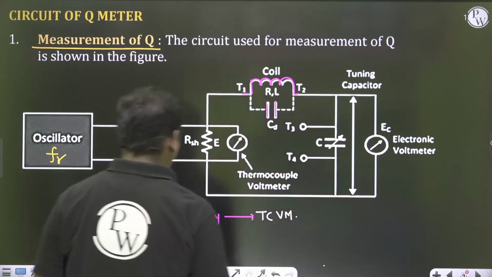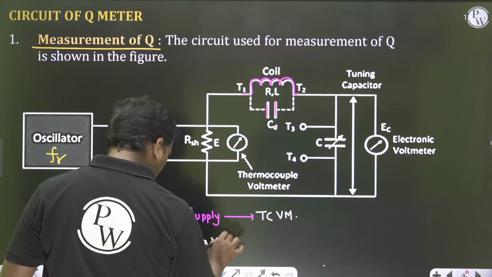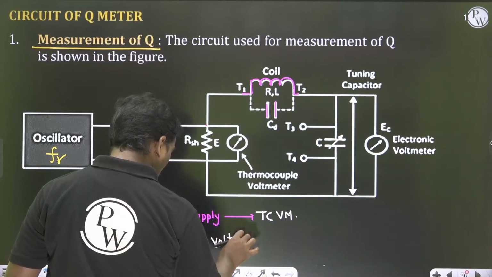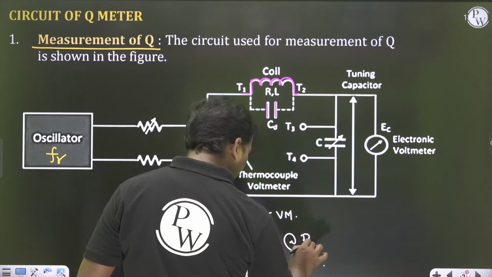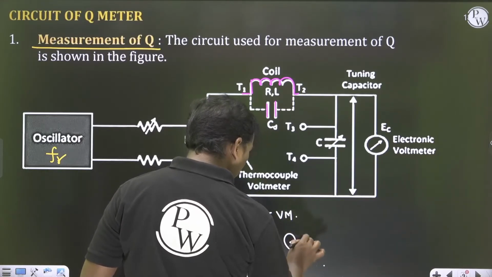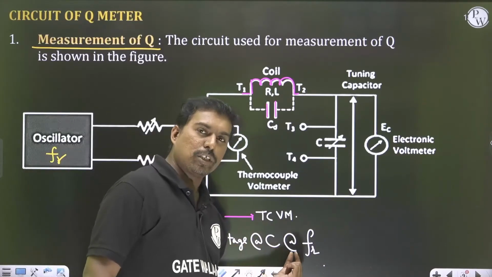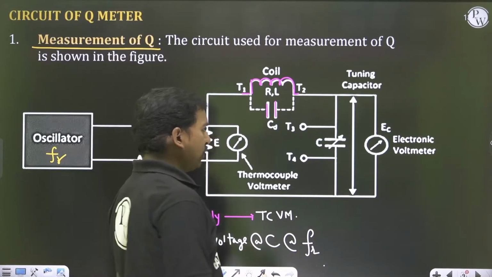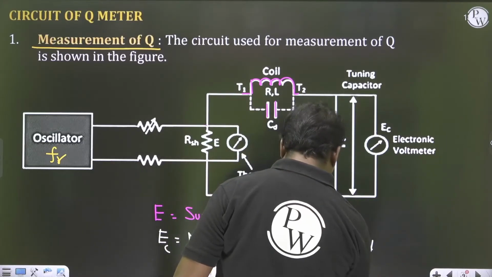So this voltage across the capacitor is what? That is the maximum voltage at the capacitor at resonant frequency. Call it the maximum voltage at the tuning capacitor at resonant frequency. For this we are going to take an electrostatic voltmeter.